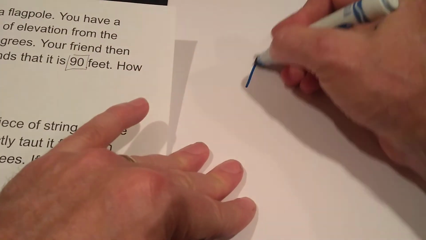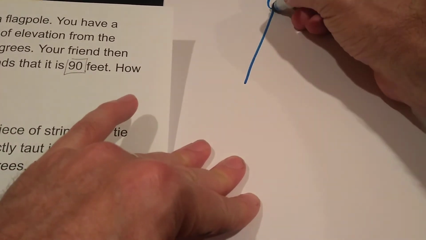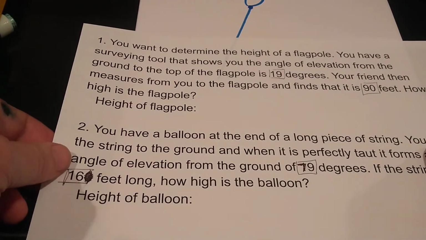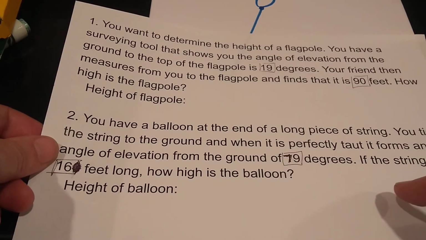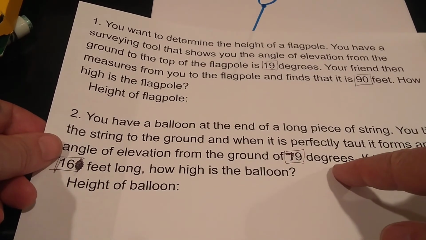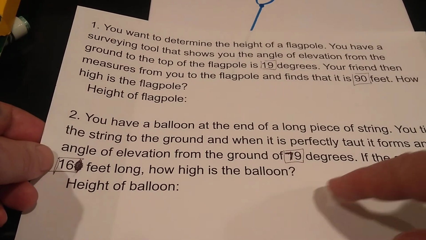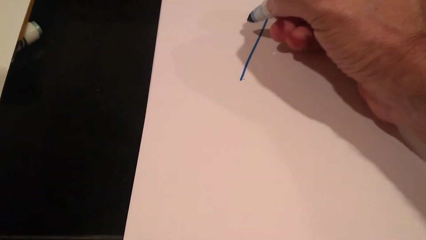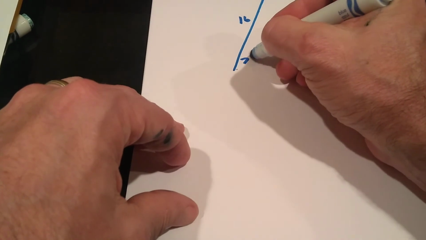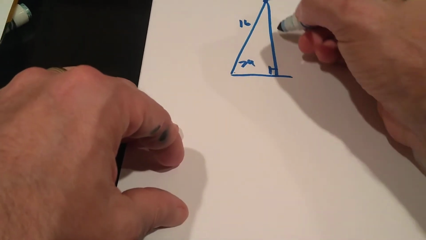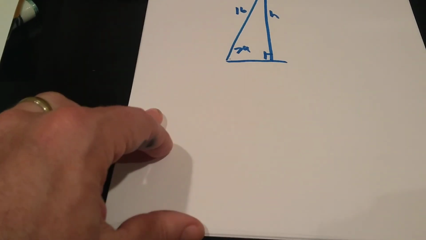Okay, you've got a balloon on a string. This is basically perfectly straight. I know that's not realistic, but maybe it is. Okay, this is what it reads. String, you tie it to the ground. It forms a 79-degree angle with the ground, and the string is 16 feet long. How high is the balloon? So 16, 79, and the question is, what's the height?